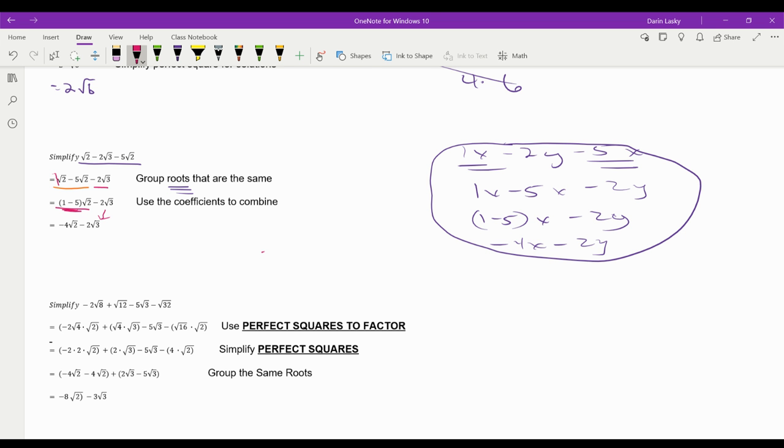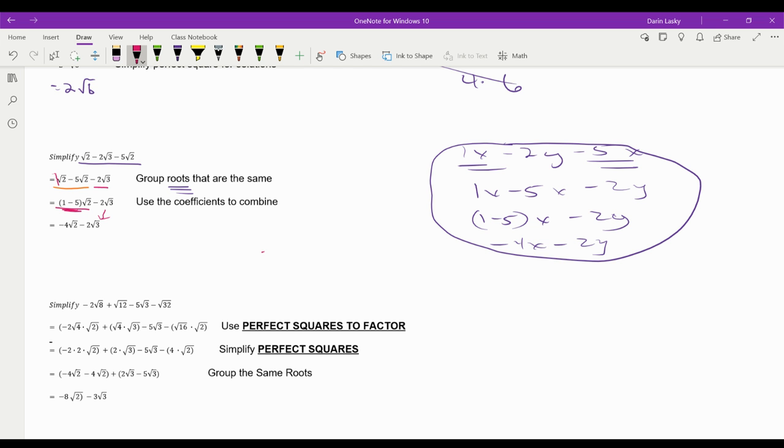So if I take 8, I'm going to divide 8 by 4. So I end up with root 4 times root 2 right here. And then if I take 12 and break it up, I get root 4 times root 3. And if I take 32 and break it up, I get root 16 times root 2. Remember, we're looking for the perfect square that divides into it like the first problem we did.